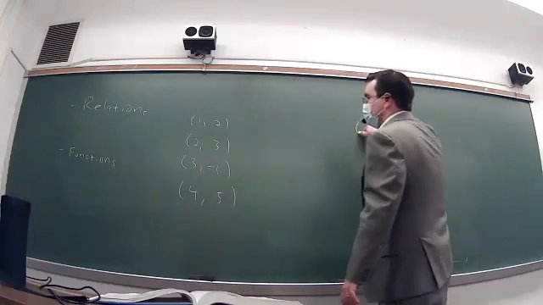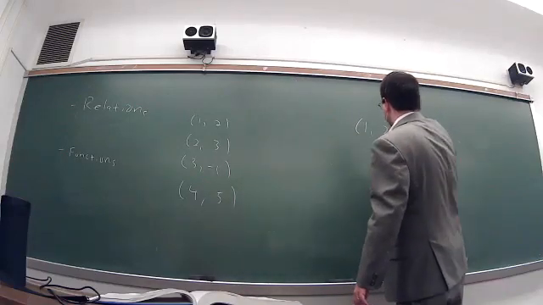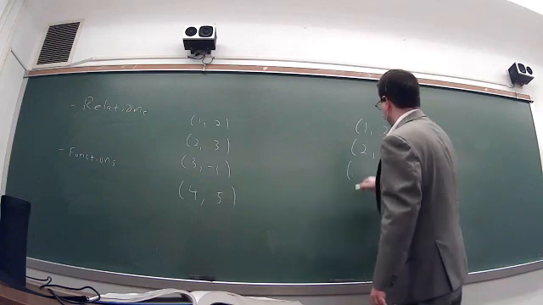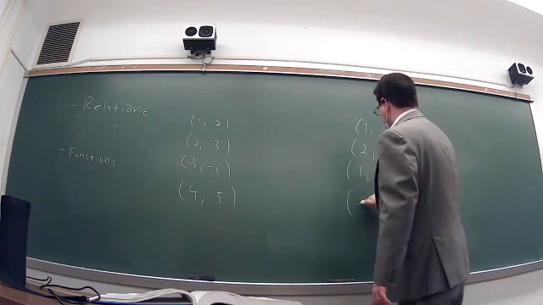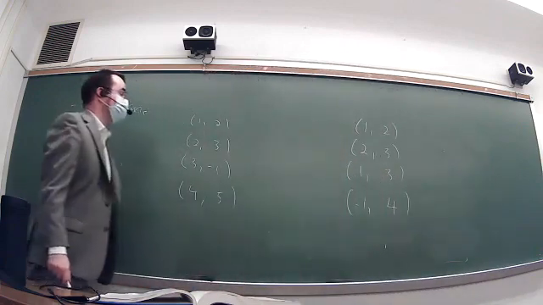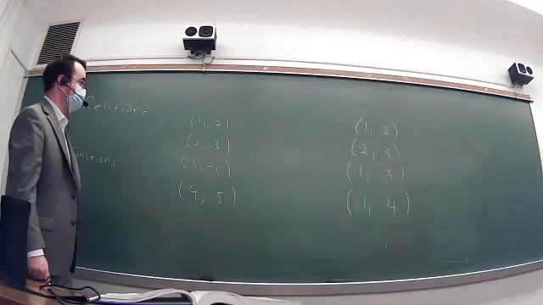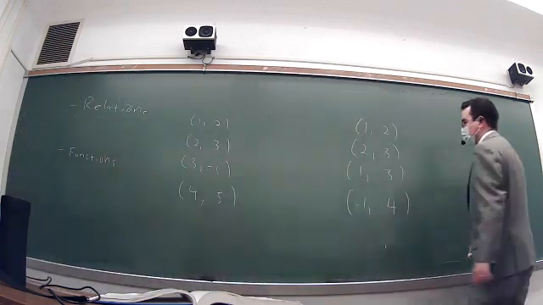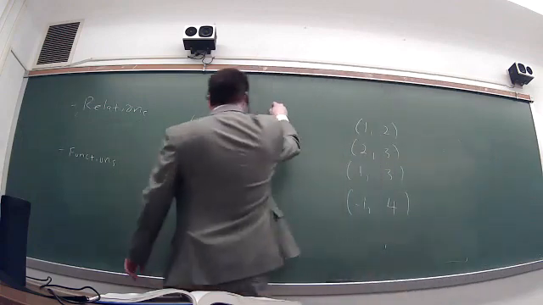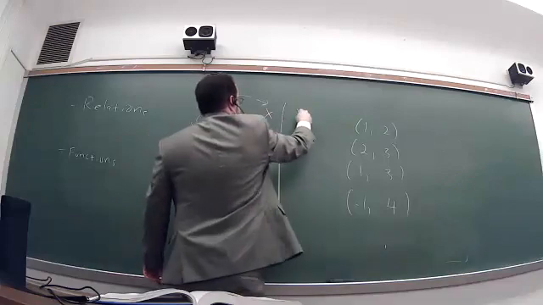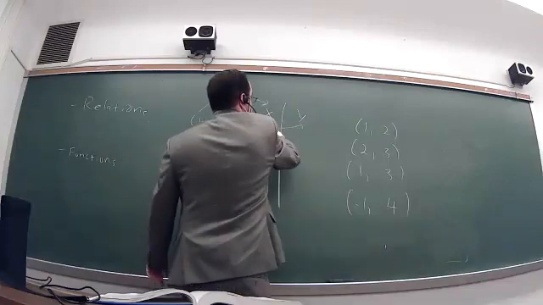Write down another collection. So 1, 2, 3, 1, 3, minus 1, 4. And so when you write down a collection of pairs of points, this could either be a relation or it could be a function. Like these are your x values, and these are your y values.